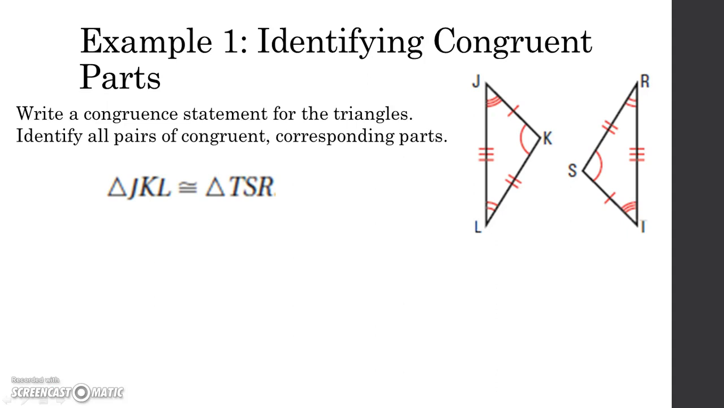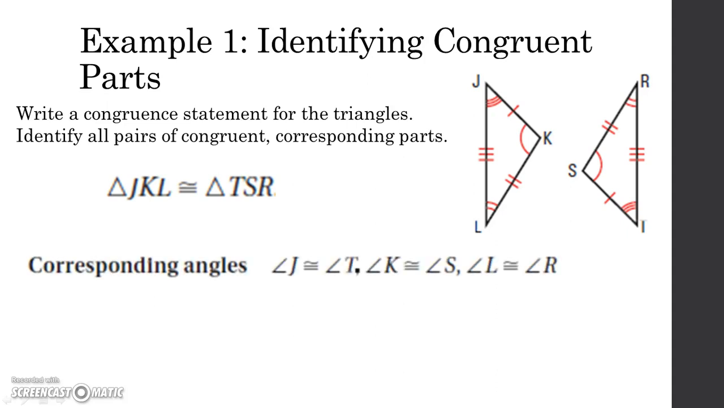We're talking about the corresponding letters that will give us the angles. Angle J and angle T, those are the first letters, so those are congruent. Angle K and angle S, angle L and angle R. It's all about that congruent statement and where they line up.